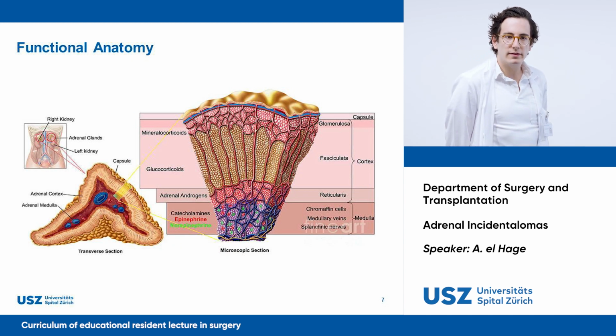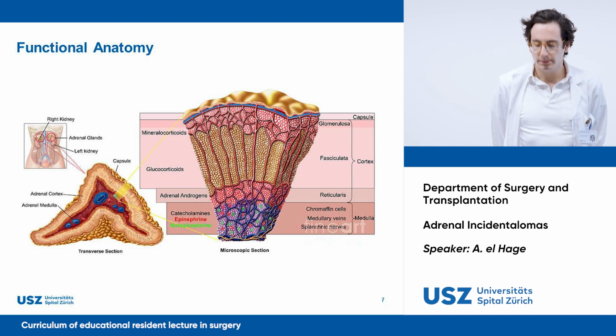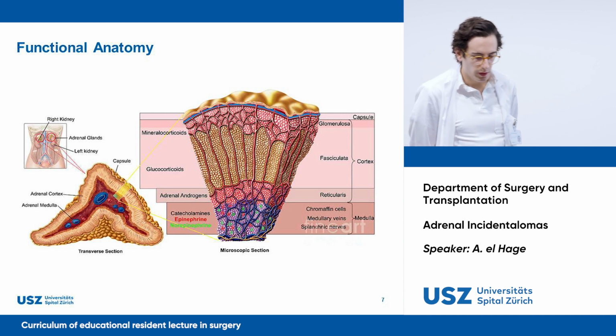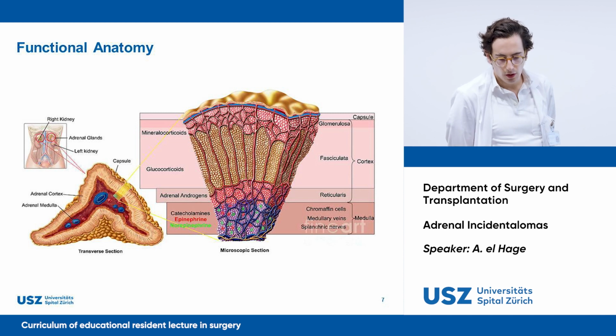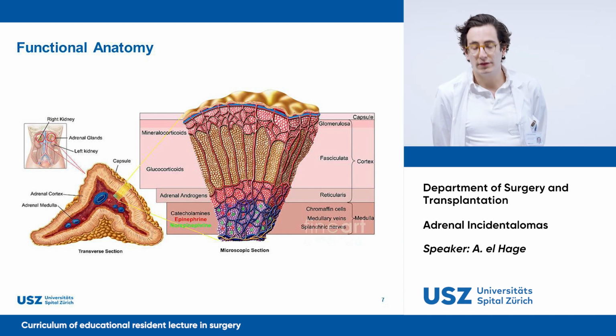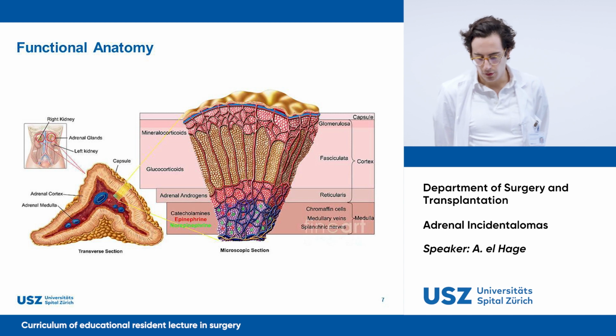Now, adrenal glands are actually divided into 2 parts. You have the cortex and the medulla. The cortex itself is again divided into 3. We have the zona glomerulosa, responsible for the secretion of mineralocorticoids, zona fasciculata, producing the glucocorticoids, and then the reticularis for the adrenal androgens. The medulla has a different embryonic origin and is responsible for the production of catecholamines, so epinephrine and norepinephrine.